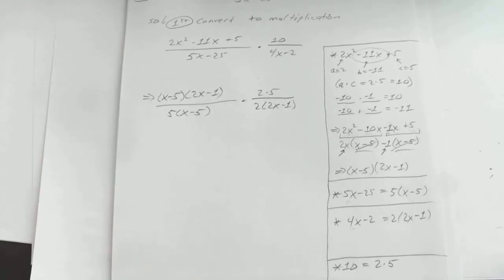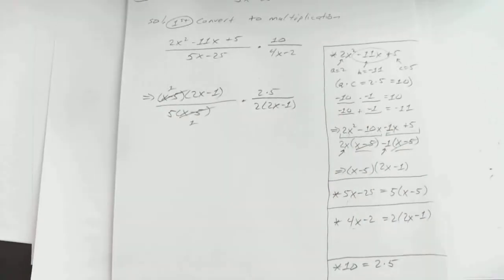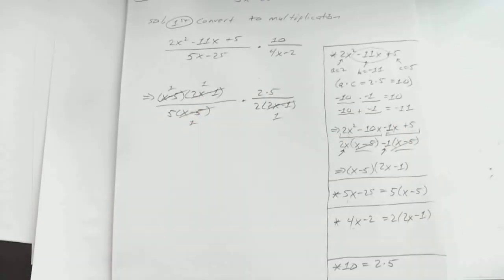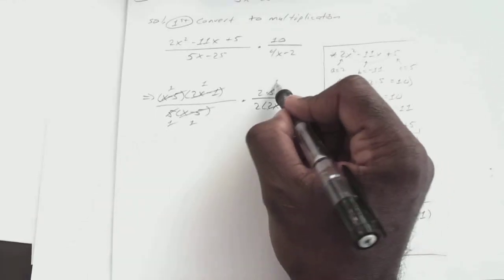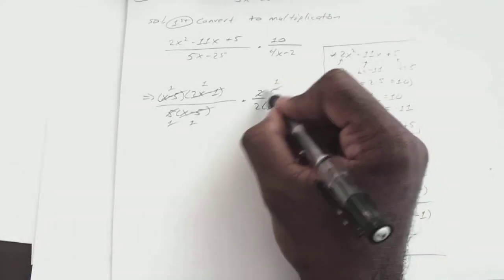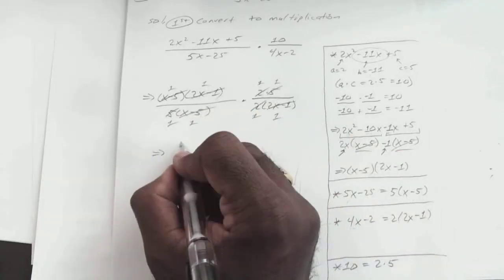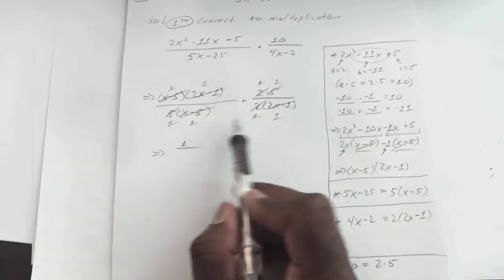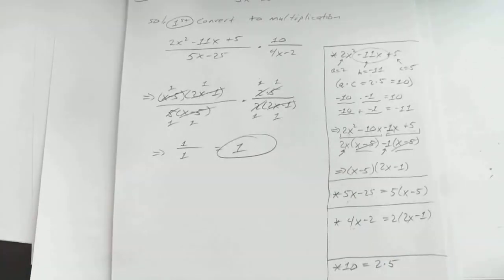Okay, so now we just start canceling stuff out and see what we're left with. So we have an x minus 5 here, and an x minus 5 there. We have a 2x minus 1 here, and a 2x minus 1 there. We have a 5 here, and we have a 5 there. We have a 2 here, and we have a 2 there. So we are left with 1 times 1 times 1 times 1 over 1 times 1 times 1 times 1. So that whole thing just equals 1.